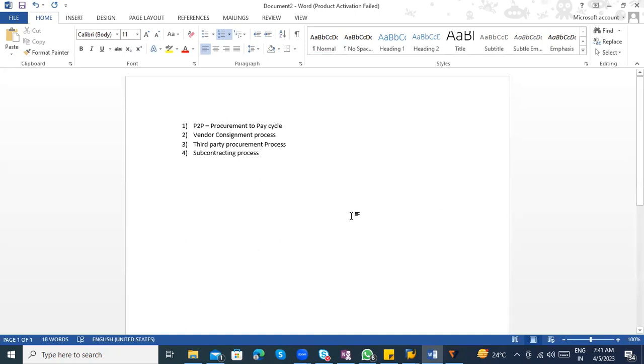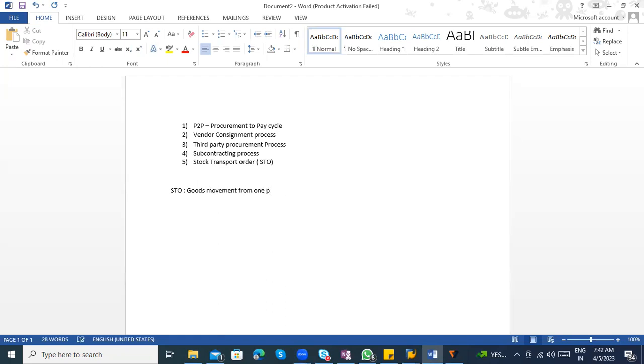Now let's discuss the STO, stock transport order. This is a new topic, which is a stock transport order. Let's try to understand that. What is the stock transport order?